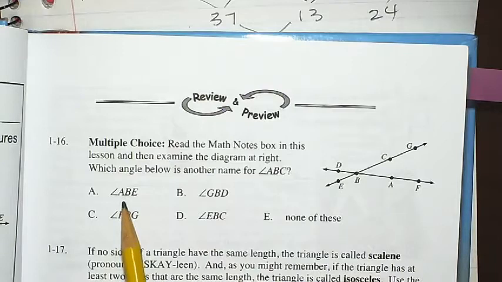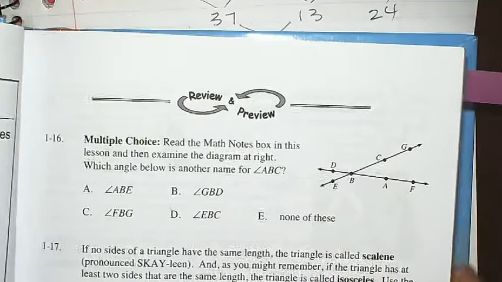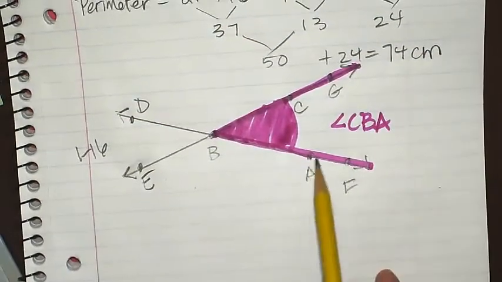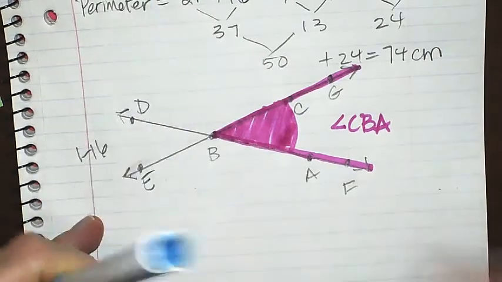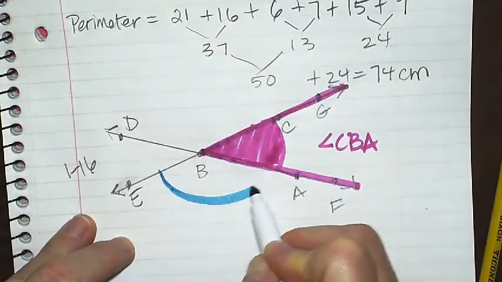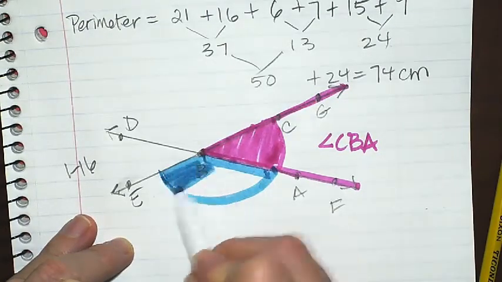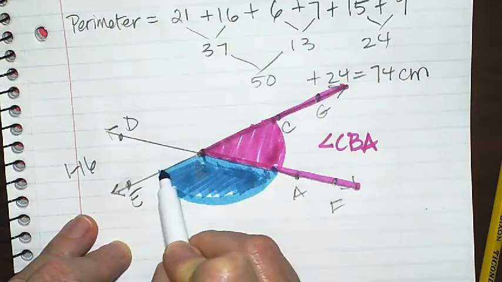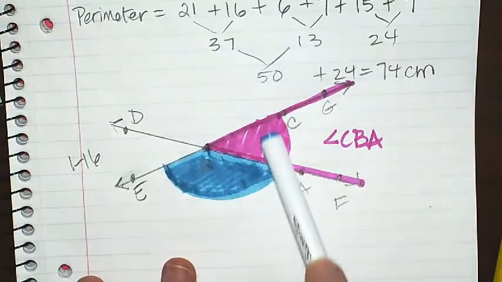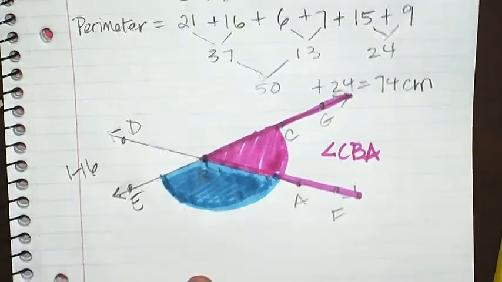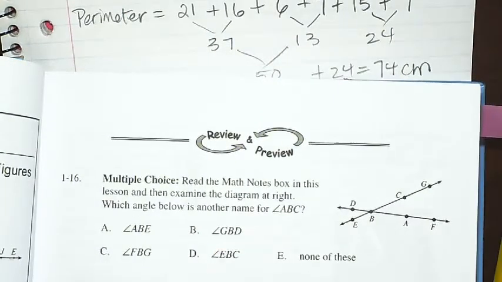Okay, so let's see what they have here. Angle ABE. Is that going to be another name, ABE, for this angle in pink? No, ABE is this angle right here, and I am drawing this to try to make a circle for a reason. When I see intersecting lines, I see a circle, and that is going to come into play later. Okay, so not ABE. The next choice is GBD.